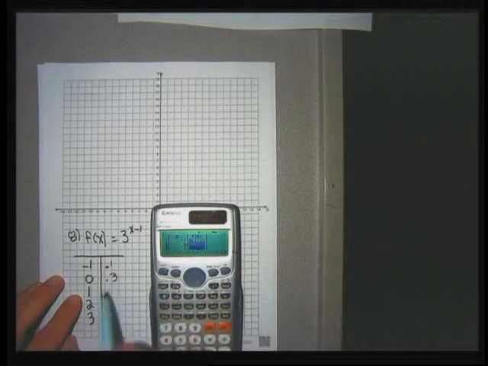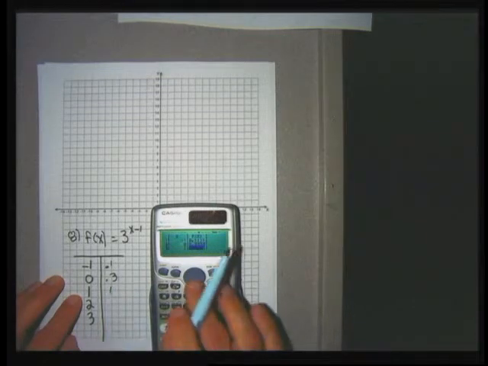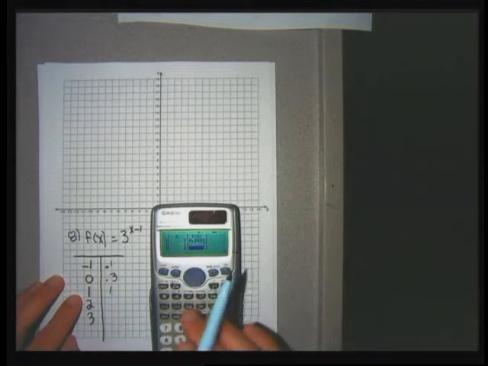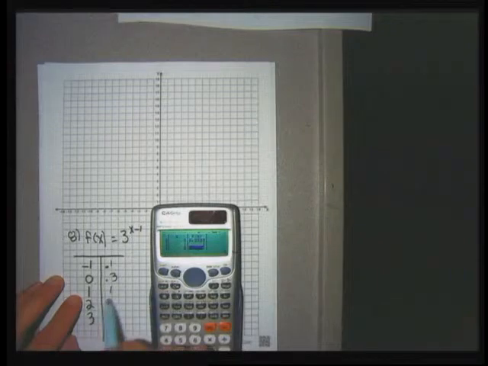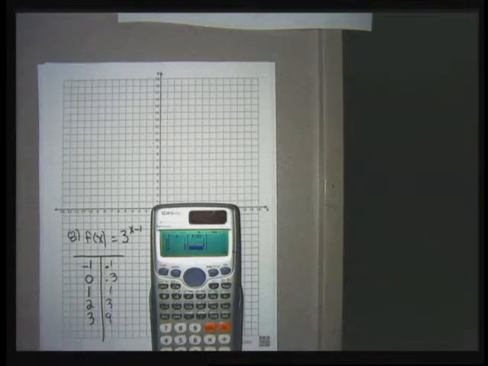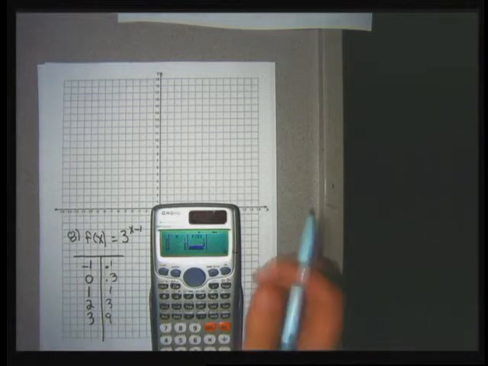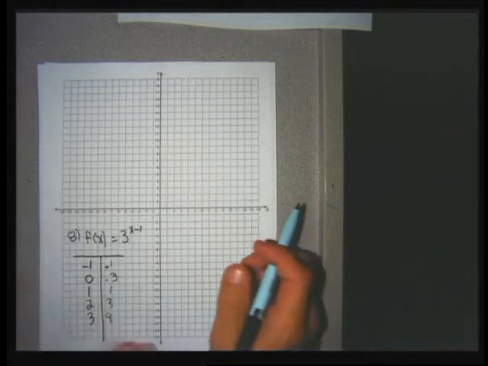Third point is 1 and 1. Fourth point is 2 and 3. Fifth point is 3 and 9. You're welcome to do more points if you want, but this graph is going to look a lot like the last 3, and 5 points is probably enough for me.